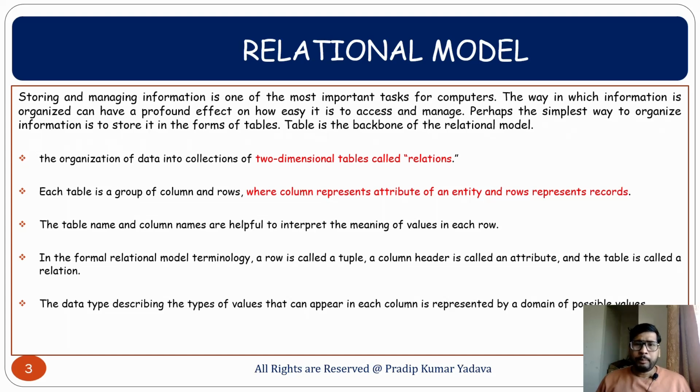So my meaning is that on the basis of the table name and column names, we can guess which type of information a particular column is going to store, or a particular table is going to contain. Like if I have made a table called course, it is going to contain all the information related to courses. So in the formal relational model terminology, a row is called a tuple, a column header is called an attribute, and the table is called a relation.